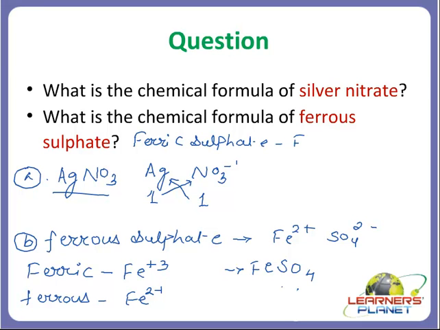Ferric sulfate is what? Fe2(SO4)3. So this is the difference between ferric and ferrous. This is ferric sulfate, this is your ferrous sulfate. Okay students, so this was our question. Now let's move to our next question.